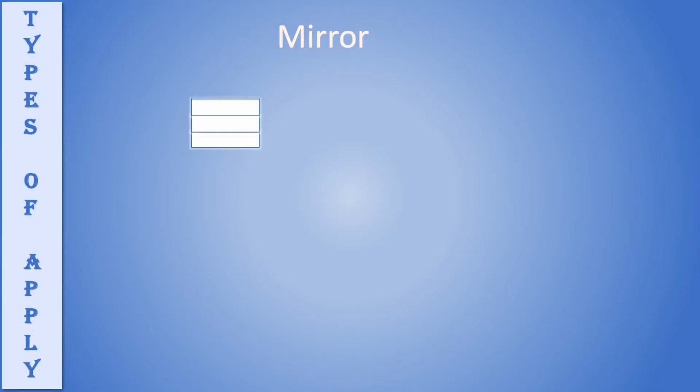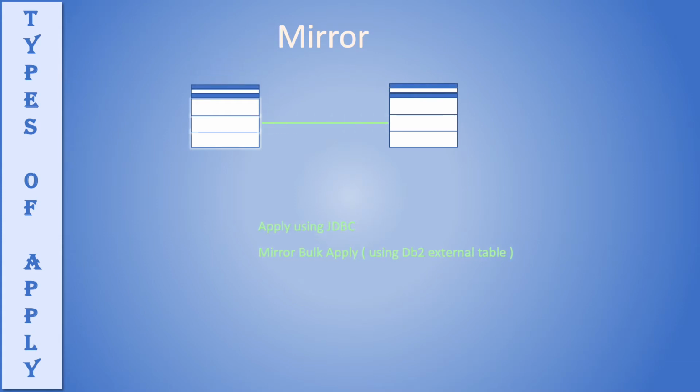The other type of apply is mirror. There are two types of mirror. Mirror using JDBC and mirror bulk apply or MBA. MBA uses Db2 external tables to load data to warehouse.